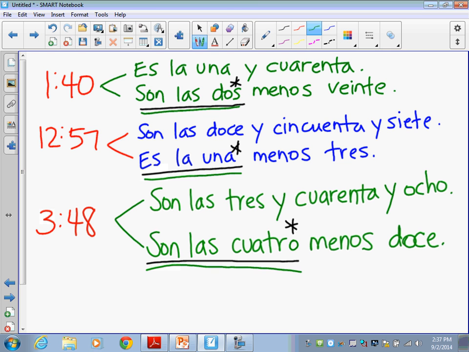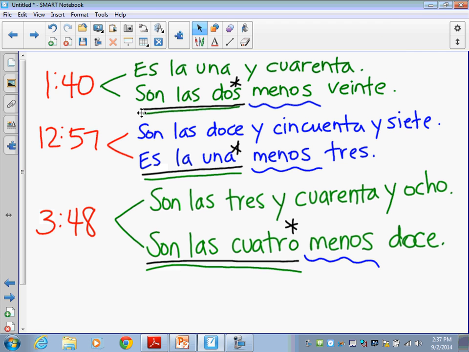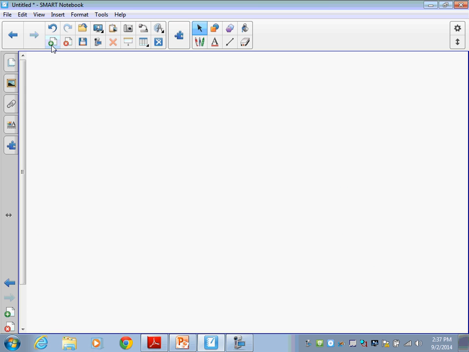We could also communicate that by rounding up. It's almost 4 o'clock. So son las 4 menos 12. In 12 minutes, it will be 4 o'clock. As we get closer to that next hour, you will see it more common that people will use the menos strategy as they get closer. Okay? So there's two different ways to communicate this time. All right. Vamos a ver.